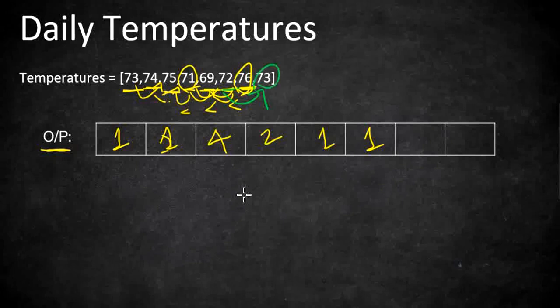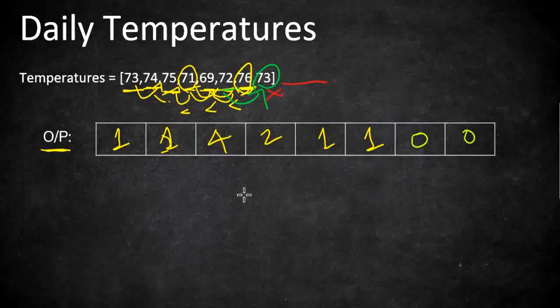73 is obviously not warmer than 76, and we don't have any more days left to get a warmer day than 76. In that case, the problem statement says that if we cannot find a warmer day, then the answer is going to be 0. And for the last day, it is again going to be 0. For any problem, the last day is going to have the value 0 because we cannot find a warmer day than that day. So yes, this is going to be our output.